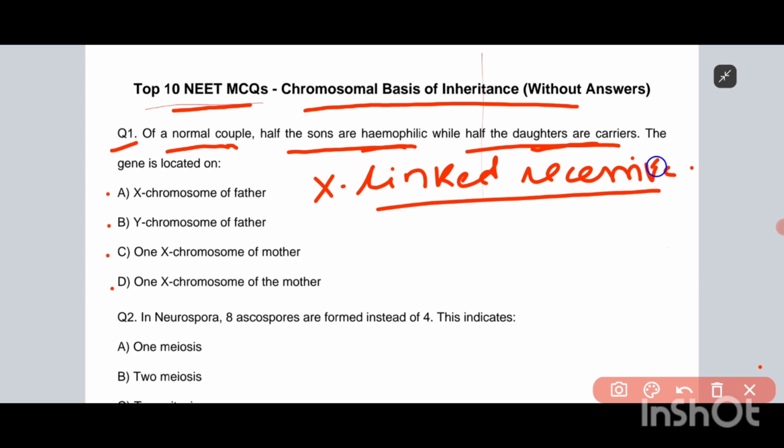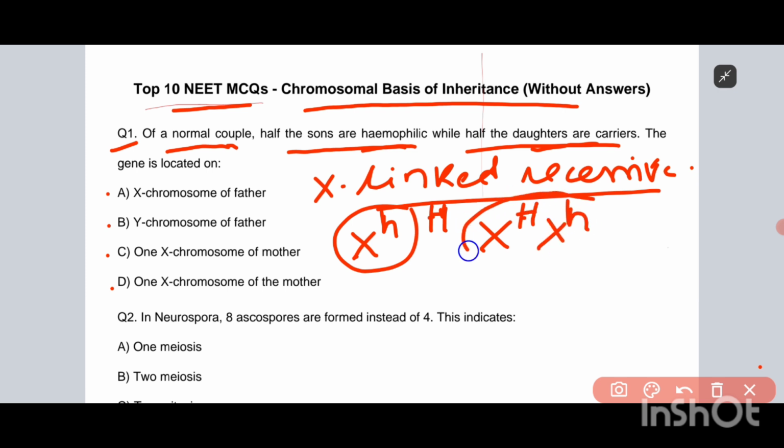Now, if we assume that small h represents the hemophilic allele, and its dominant allele is capital H. So when it is represented as X^H X^h, phenotypically it will not express hemophilia, but this diploid condition represents the carrier for it. Okay, now understand.